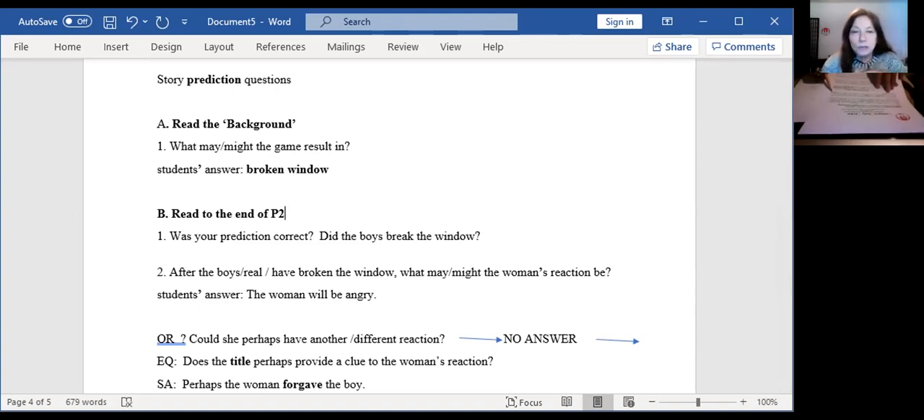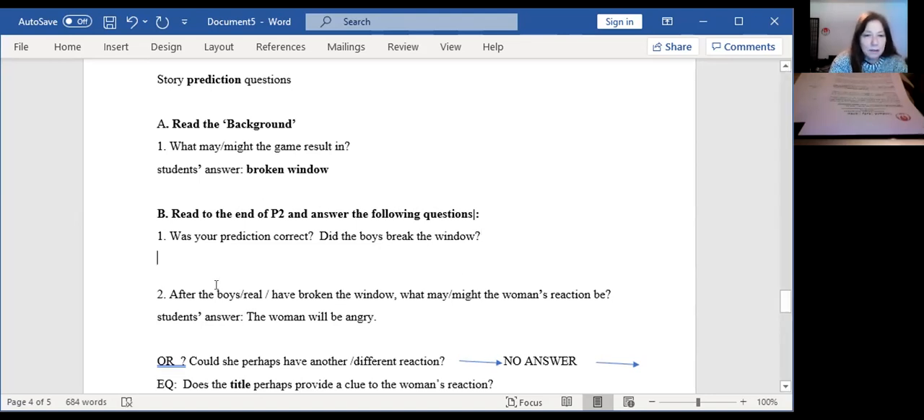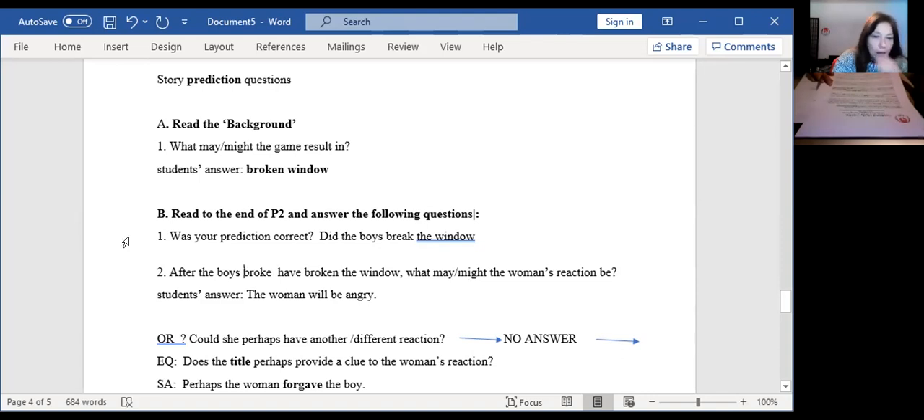So, yeah, you could get them to read a bit more and answer the following questions. You could do that. Yeah. Okay. Was your prediction correct? Did the boys break the window? And also, what would you have them answer? And this one, after the boys have broken the window, broke or have broken the window, what may or might the woman's reaction be? Is this question okay after the boys have broken the window?